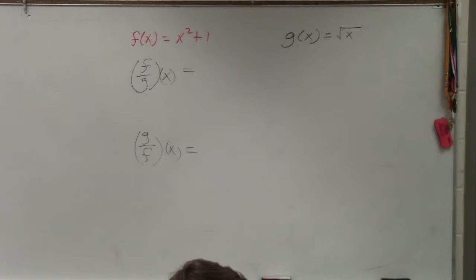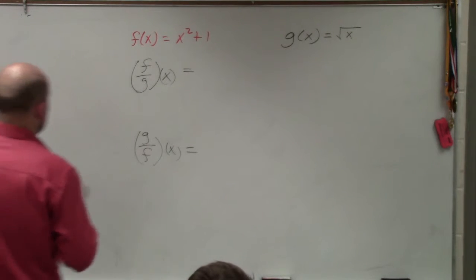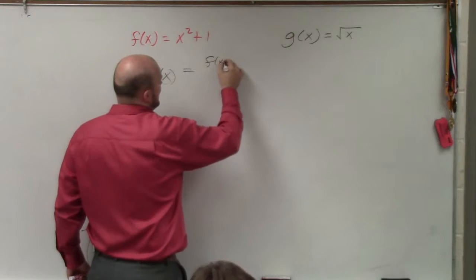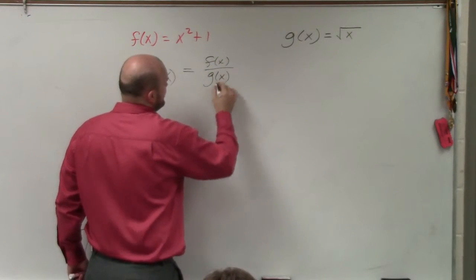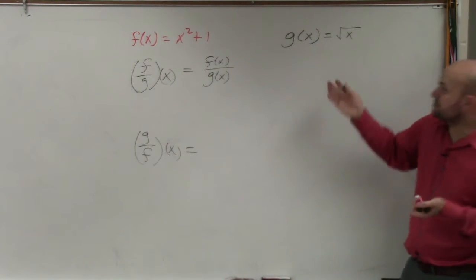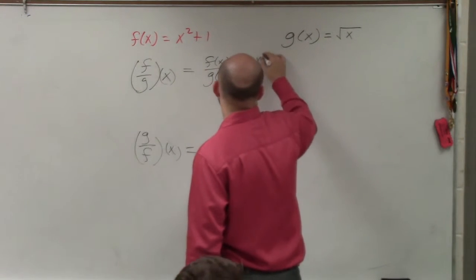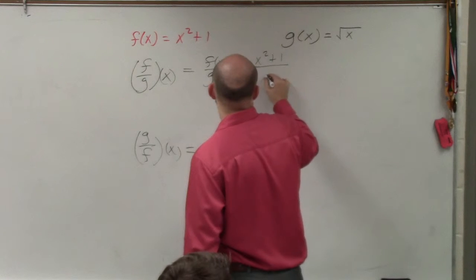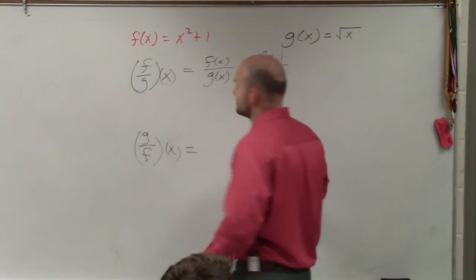So again, when you guys see something like this, just understand that this just represents f of x divided by g of x. That's all it represents. So now just take the f of x function, which in this case is x squared plus 1, and then put it over the g of x function, which is the square root of x.